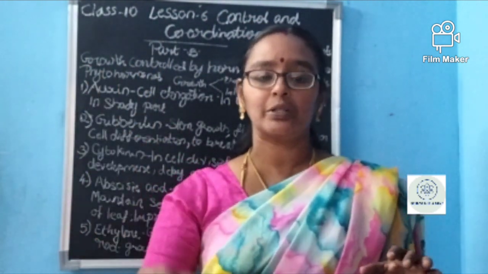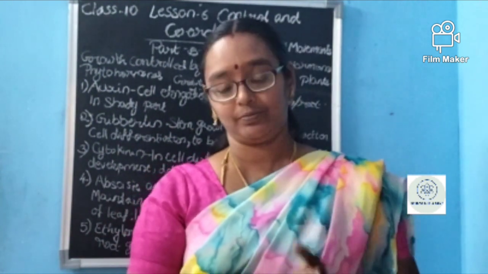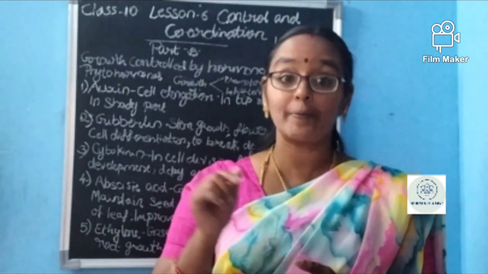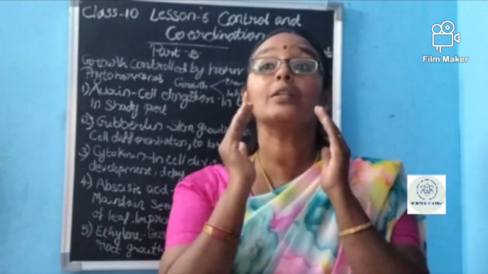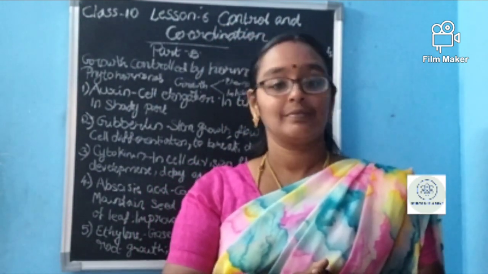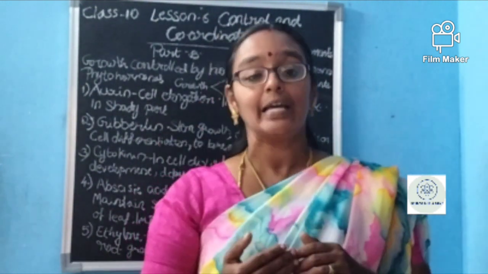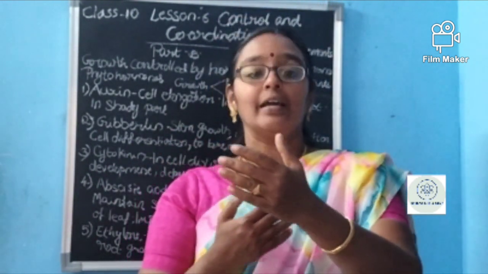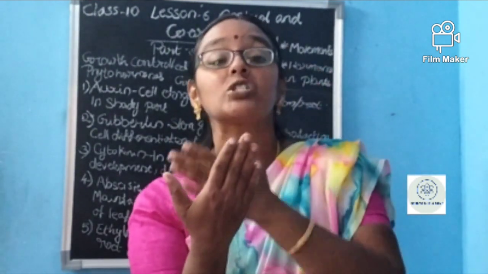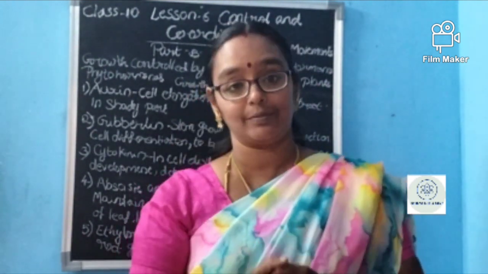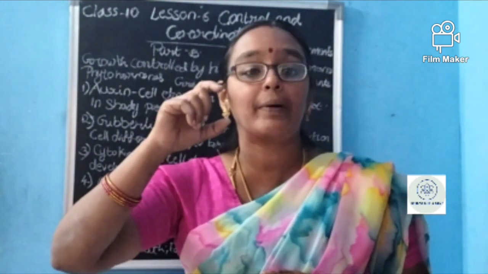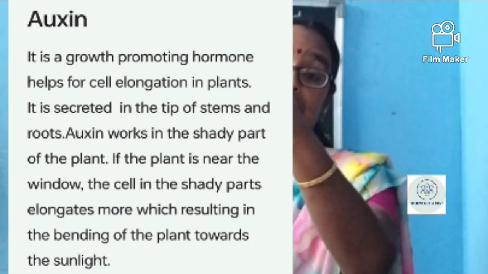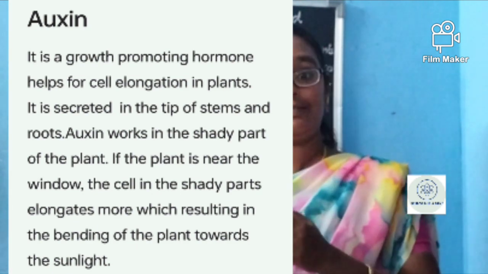Normally, when the plant is in the ground, the auxin does not need to work more. But when the plant is near the window, phototropism is exhibited by the plant, isn't it? How is this phototropism exhibited? Actually, the auxin will work in the shady part of the plant. That means when the sunlight is falling, in the region where the sunlight is not falling, the auxin will be working. So the cells in that part will be elongated more than the cells which are directly in the sunlight.